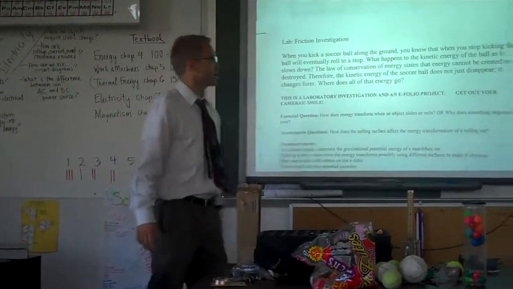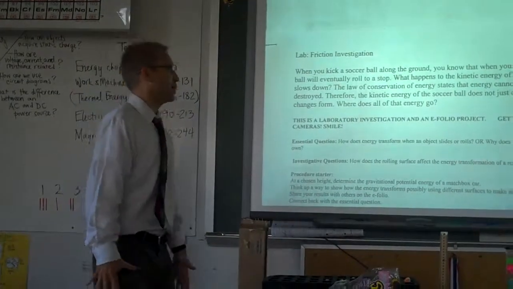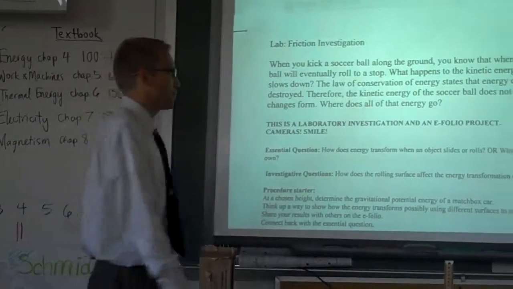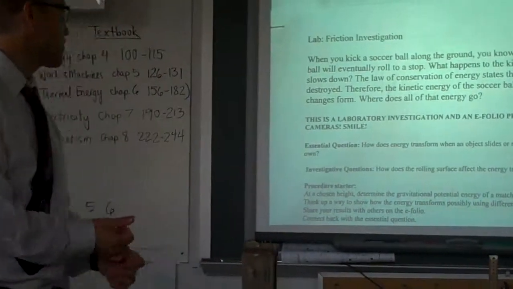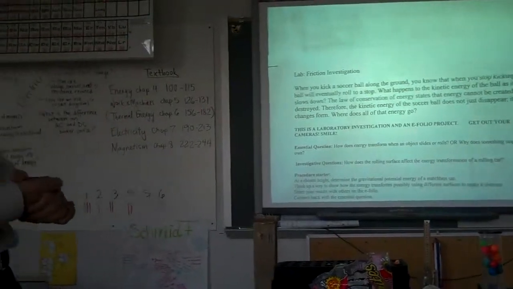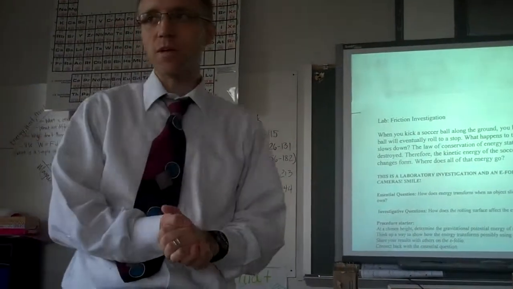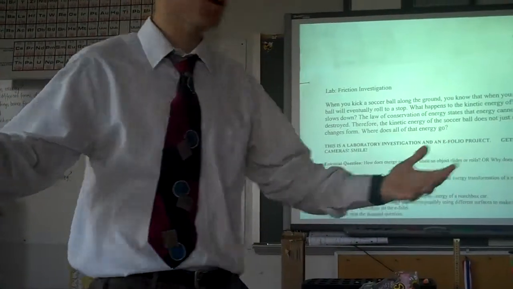When you kick a soccer ball along the ground, you know that when you stop kicking the ball, it will eventually roll to a stop. What happens to the kinetic energy of the ball as it slows down? The law of conservation of energy states that energy cannot be created or destroyed. Therefore, the kinetic energy of the soccer ball does not just disappear. It changes form. Where does all that energy go?